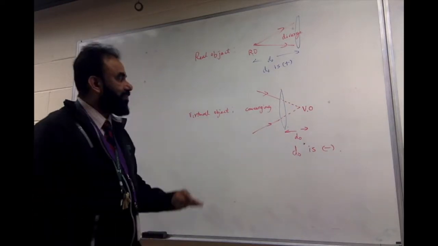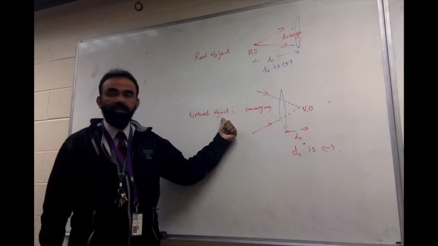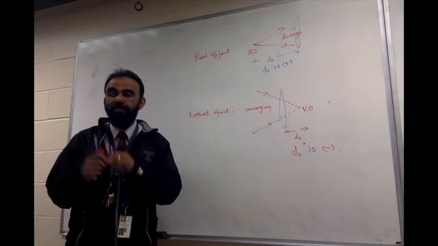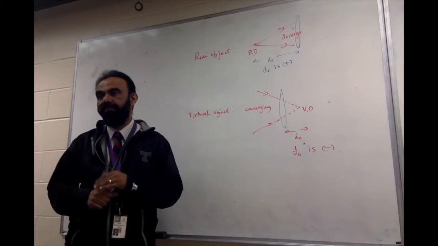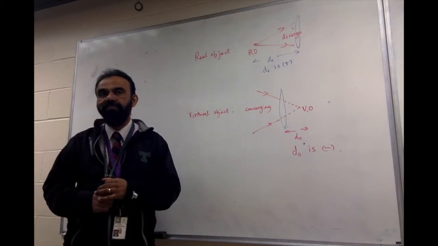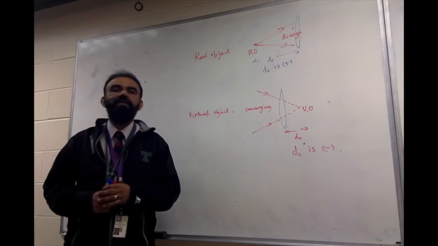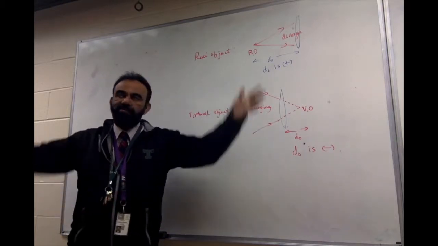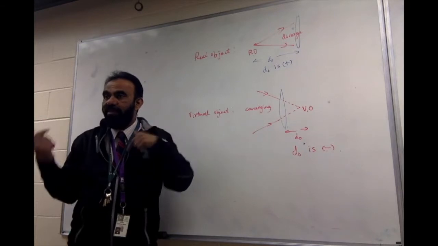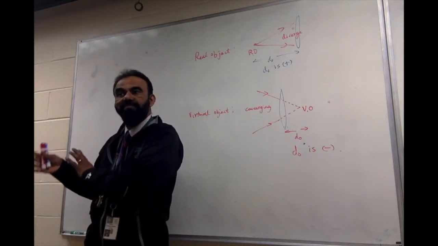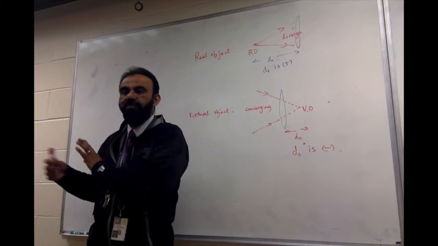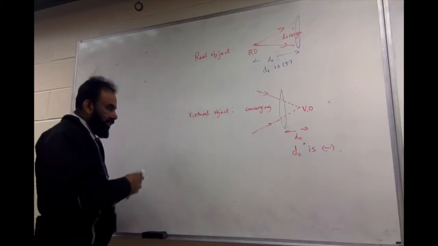And so this virtual object situation can only be part of a different problem. It can't be a problem by itself. Make sense? These rays cannot come from nowhere. So it is coming from somewhere. That means it is part of a previous problem. Make sense? That is possible. Now look at this one.